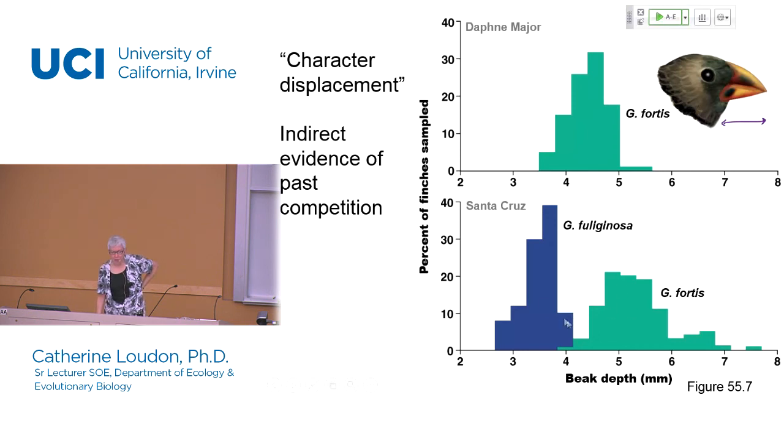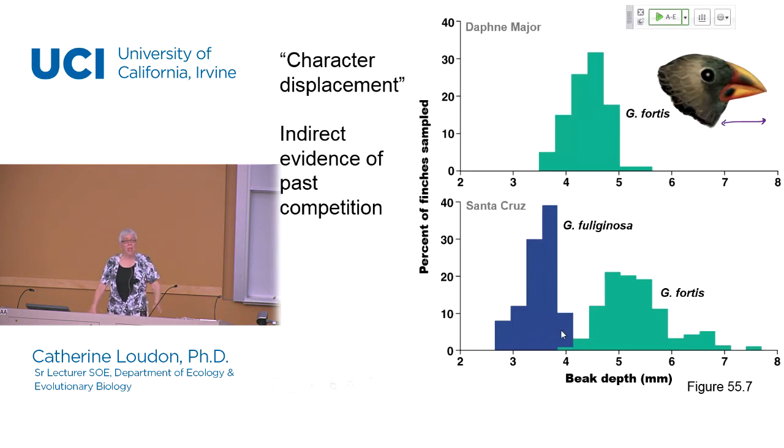So if we start down here in the lower graph, the y-axis is the percentage of finches that were sampled. You can see with these two different species within the same genus, there is a distribution of beak depths such that there is basically no overlap. Because beak depth is a proxy for the kind of food being eaten, it would be logical to infer that these two species are going after different food. So the niches, at least in terms of food as a potentially limited resource, have basically no overlap.